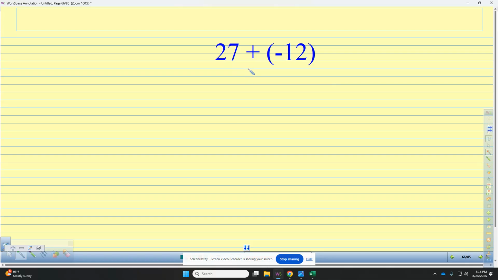What is the sign of the larger number? This is a negative 12. This is a positive 27. That tells me my answer is going to be a positive. Signs are different, so we subtract. So we have 27 minus 12. 7 minus 2 is 5. 2 minus 1 is 1. So we get a positive 15 here.